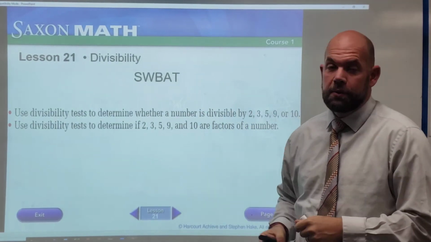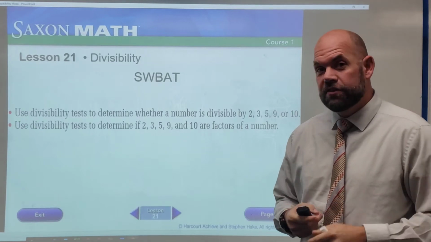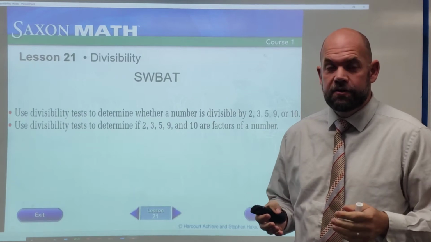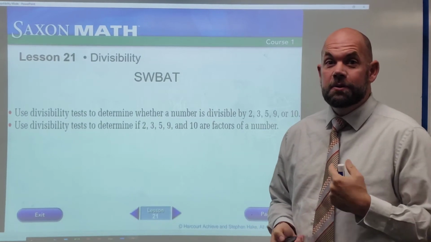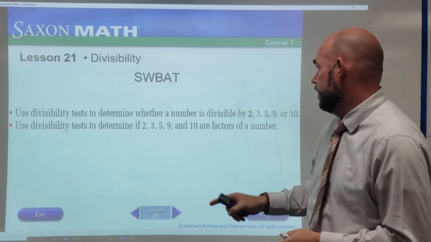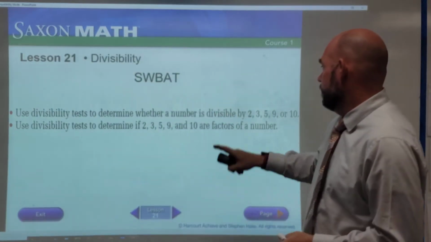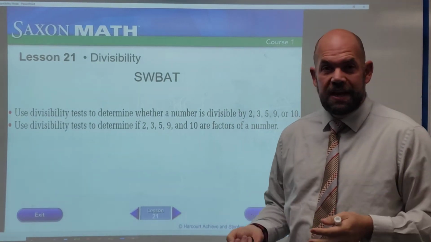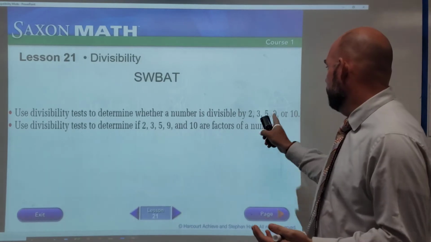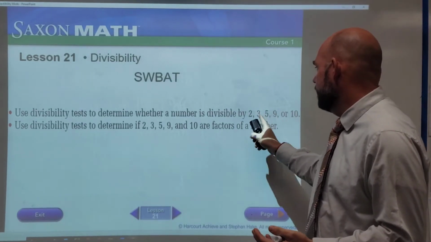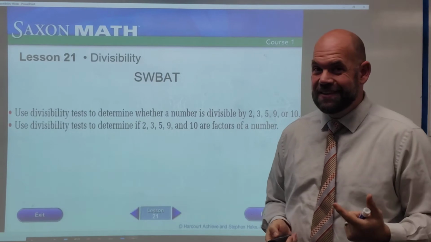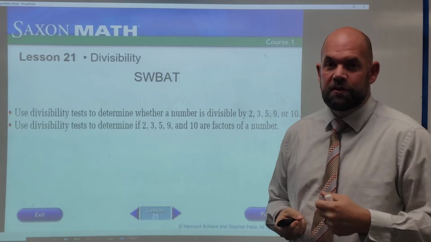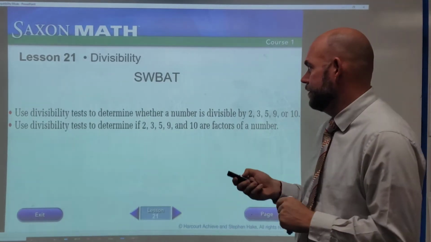Today we're doing lesson 21 on divisibility. This is a really interesting lesson because we're going to look at ways of dividing to figure out what different factors are parts of numbers. We're going to do some divisibility tests to determine if a number is divisible by 2, 3, 5, 9, or 10. We've done 2, 5, and 10 before. 3 and 9 are going to be some new ones, and we're going to teach you a really cool way of figuring out if a number is divisible by 3 or 9. So this is kind of a cool lesson.